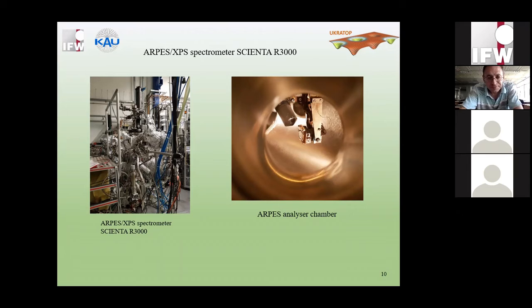Second thing: is it possible to make some films which you could then characterize by means of transport or by other methods? So did you discuss this with other people? Just checking whether these films are superconducting, for example.